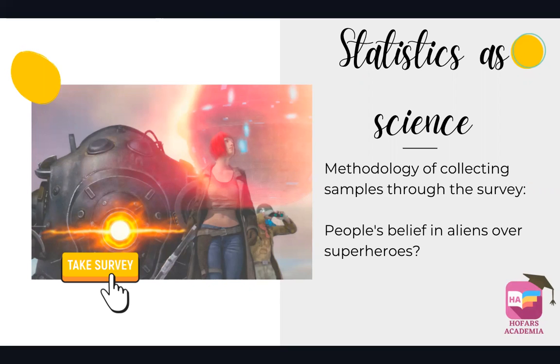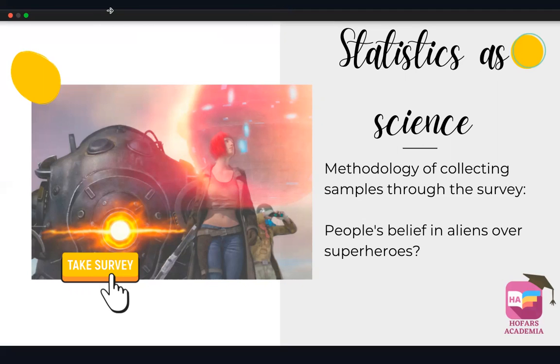So for example, if we make a survey where we want to know whether people believe in aliens or superheroes more, that could be one survey. Similarly, we can also go for, say, predicting or analyzing whether this pandemic will adversely affect the careers of Generation Z. Okay. So these could be the methods of collecting the data.